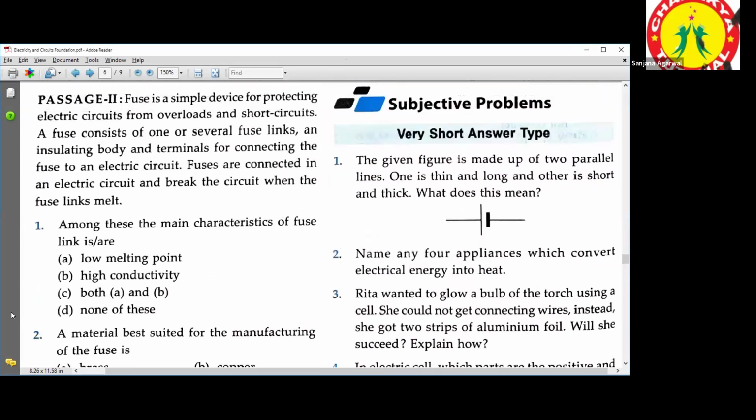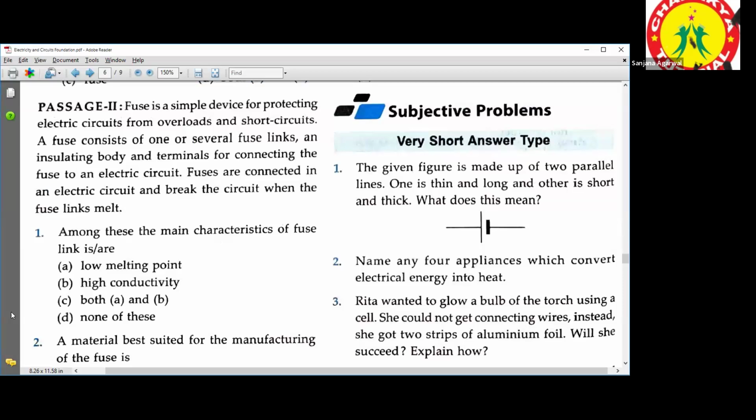Now very short answers. The given figure is made up of two parallel lines. One is thin. What does this mean? Quickly write the answers as they are very short. Just one word answers to all the questions. Please keep sharing. What does this symbol mean? If you do not respond in 2 minutes, it will mean that you do not know the answer.